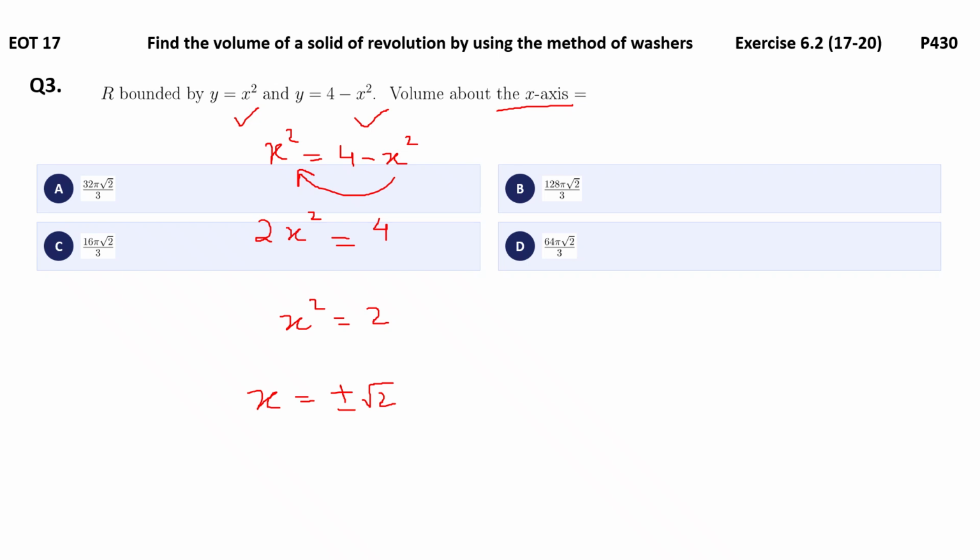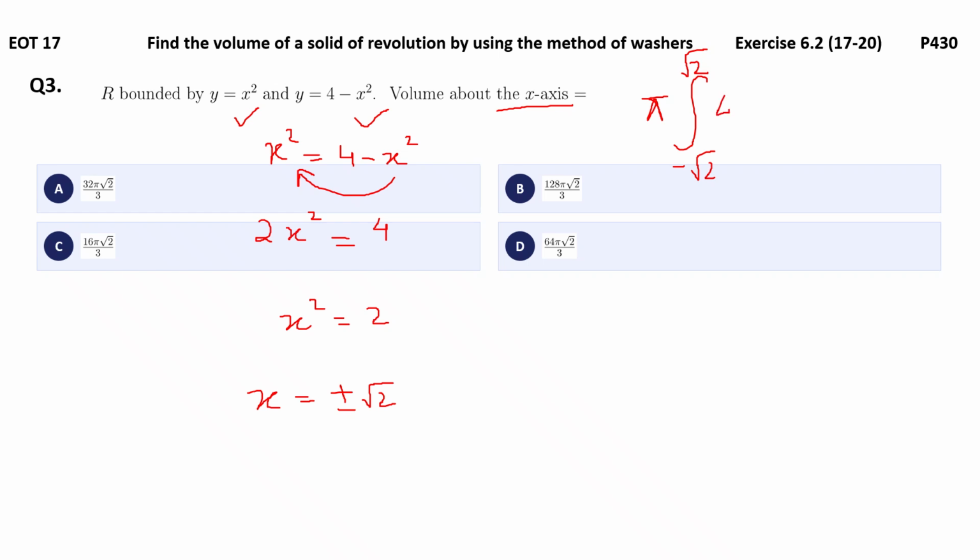Now how to find the volume about the x-axis? Don't forget your pi. Your lower interval is negative root 2. Upper interval is positive root 2. One of the function square minus the other function square. If you could find out easily with the graph outer radius as 4 minus x square, you can start with that. Otherwise also no problem. Just proceed. You should be aware volume cannot be negative. So you will consider the positive value.